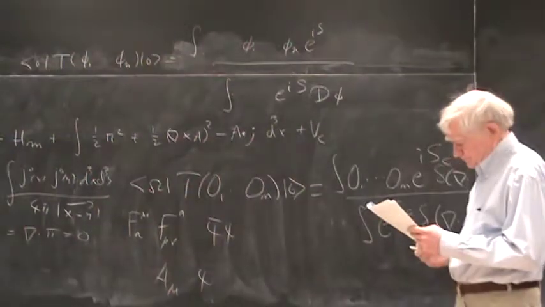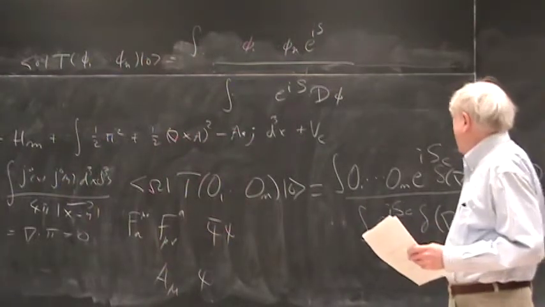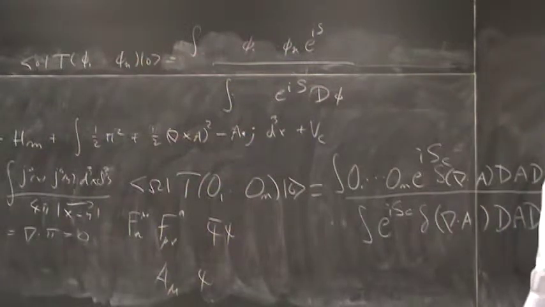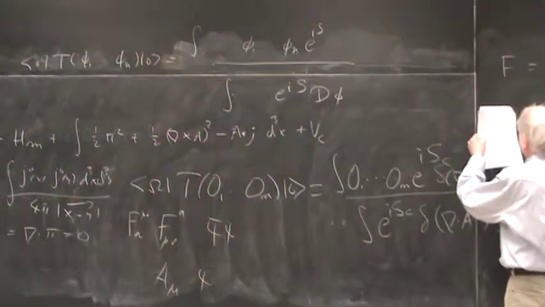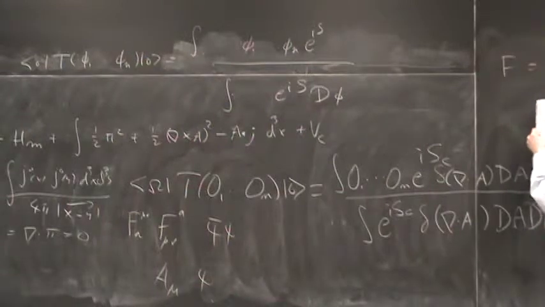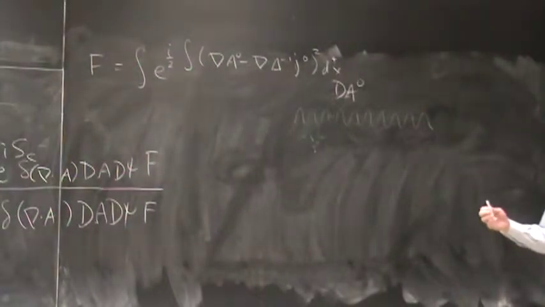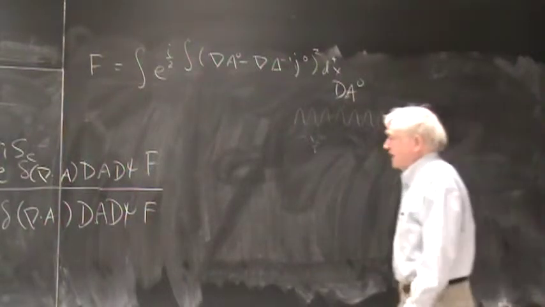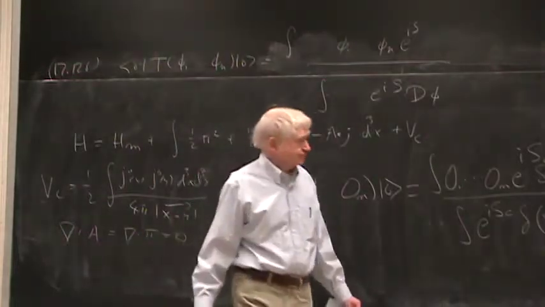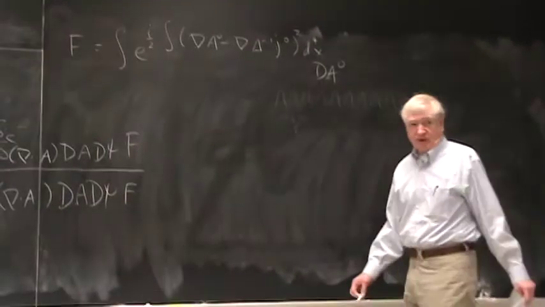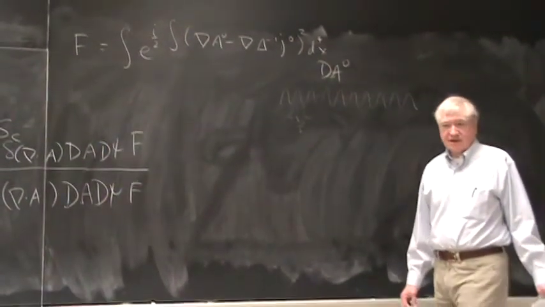All right, so what we do then is we multiply top and bottom by f, where f is a factor, it's just the integral of e to the i over 2 times the integral of grad A0 minus grad of triangle inverse J0, squared, d^4x dA0. And triangle inverse is the inverse of triangle, meaning grad squared. In other words, triangle inverse is essentially an integral of 1 over 4 pi times x minus x prime. I think I ought to assign something related to that as a homework problem, just so that you get that straight.